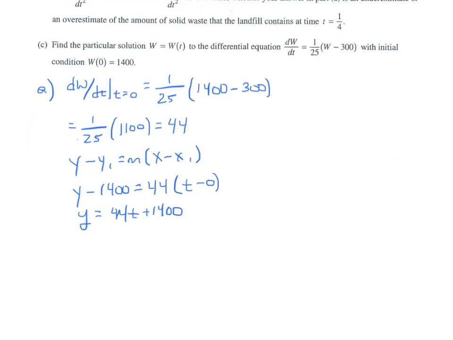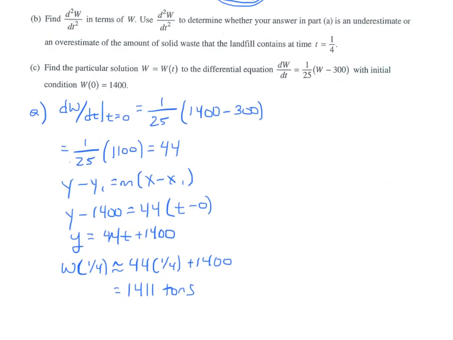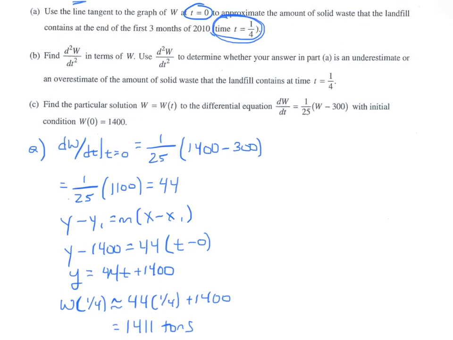So we're going to use our tangent line to approximate the value of w at 1/4. So that's about 44 times 1/4 plus 1,400, which is 1,411 tons. Okay, now part B. We get to find the second derivative in terms of W.